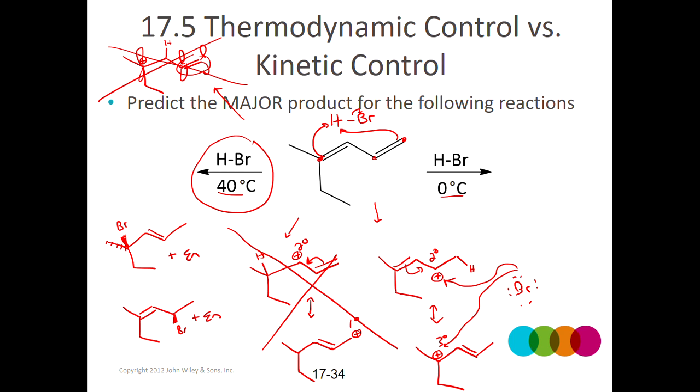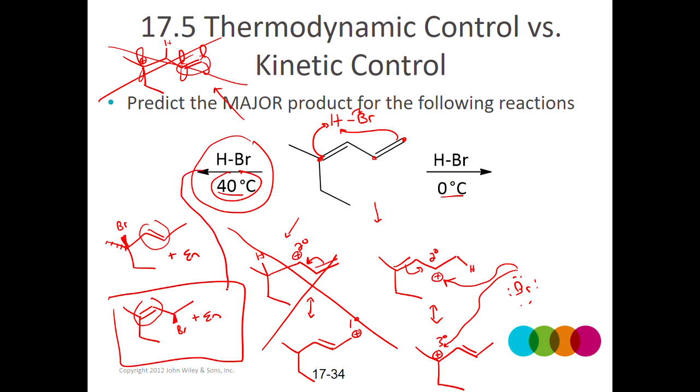Well, once the bromine's connected, there's no large partial positive to stabilize. I'm not worried about that. I'm more focused on the stability of the pi bond and how substituted it is with carbons versus hydrogens. And at the higher temperature, I expect it to keep shifting back and forth and eventually accumulate the product that has the more substituted pi bond.